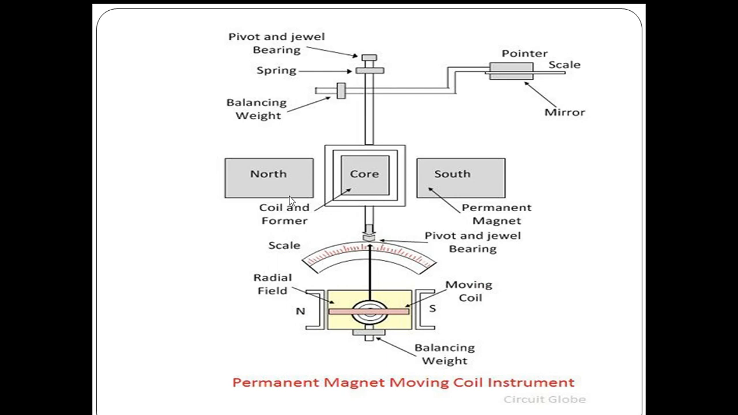So this is the 2D representation of a permanent magnet moving coil. In this we are having two magnets. This is one magnet and this is another magnet. Actually this is a U-shaped magnet, but in 2D it is represented as two magnets. Between the two magnets we are having an aluminum frame. On that the coil will be placed.